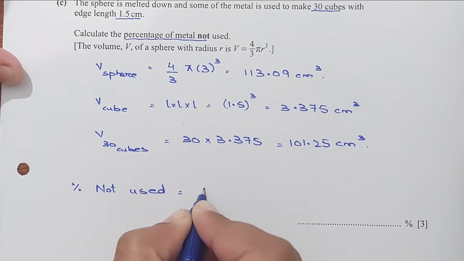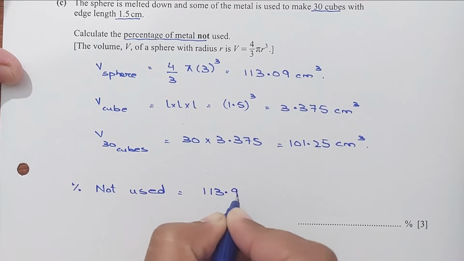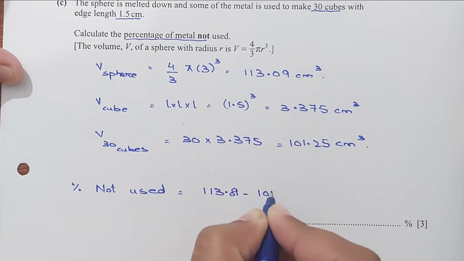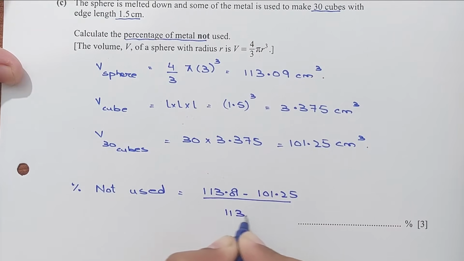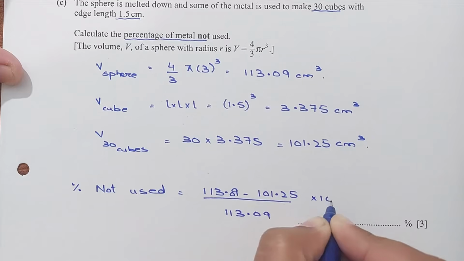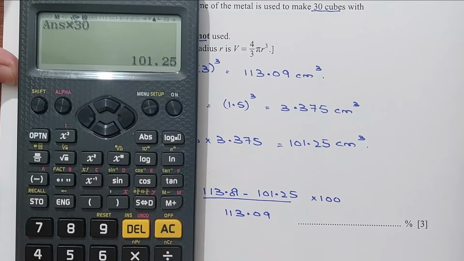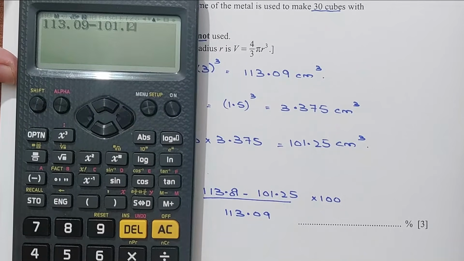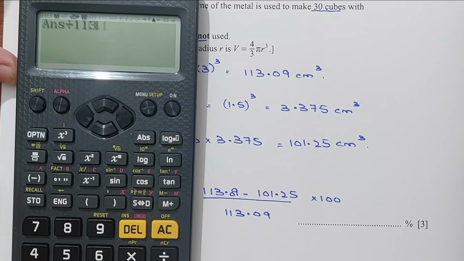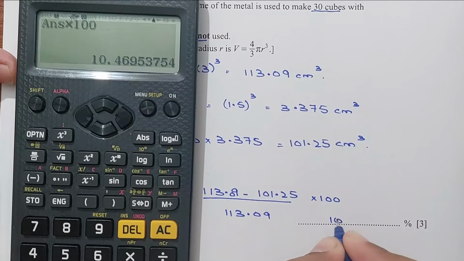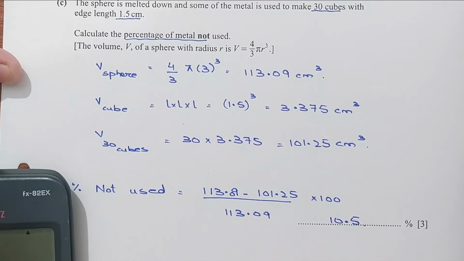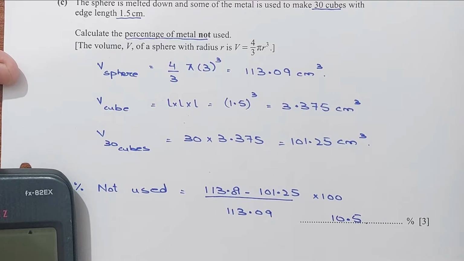Okay, so from the total 113.09, subtract 101.25, this much is used, dividing by the total 113.09 and multiply by 100 for the percentage, right? So 113.09 subtract 101.25 and divide by 113.09, times 100. This is 10.46. It is rounded to 10.5% of the metal is not used.